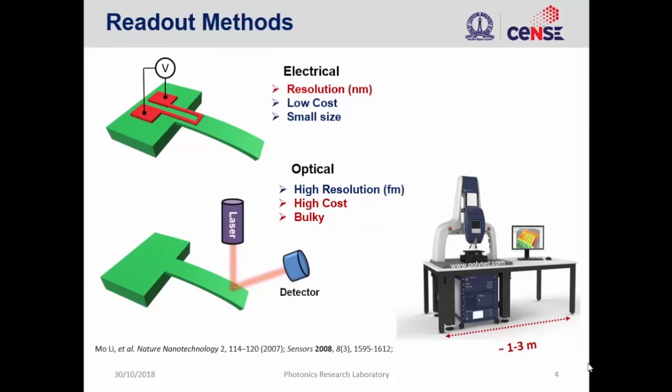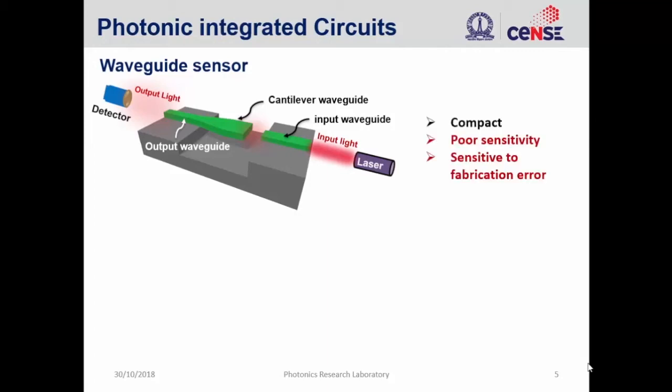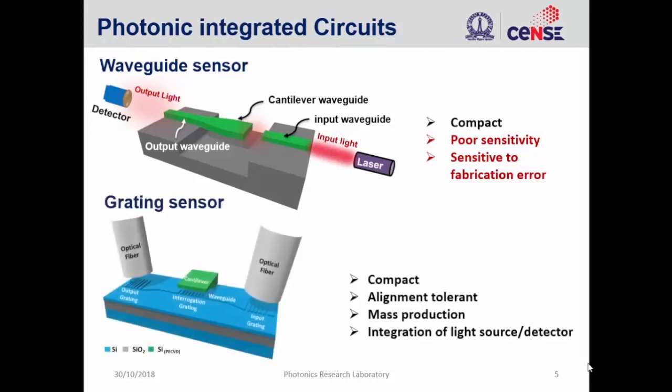In order to mitigate this, people have tried lots of things. One is using photonic integrated circuits, where you have an input waveguide and an output waveguide, and the cantilever is the waveguide here. Light is butt coupled into the input waveguide, and the vibrations are detected based on how much light is coupled into this cantilever. Although it's compact, it is poor in sensitivity because of the coupling mechanism, and it's very sensitive to fabrication errors. So, in this work, what we present is grating based sensing.